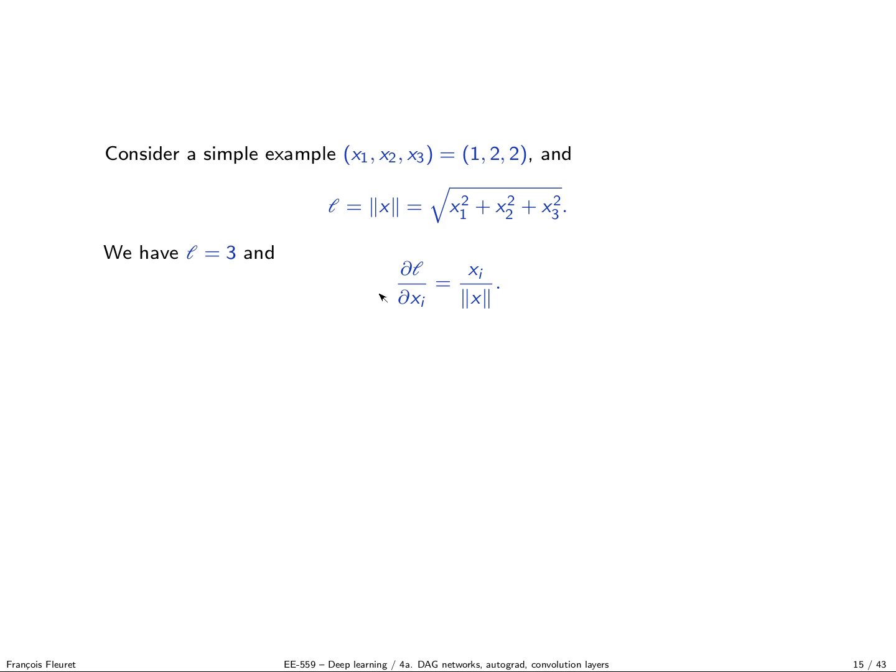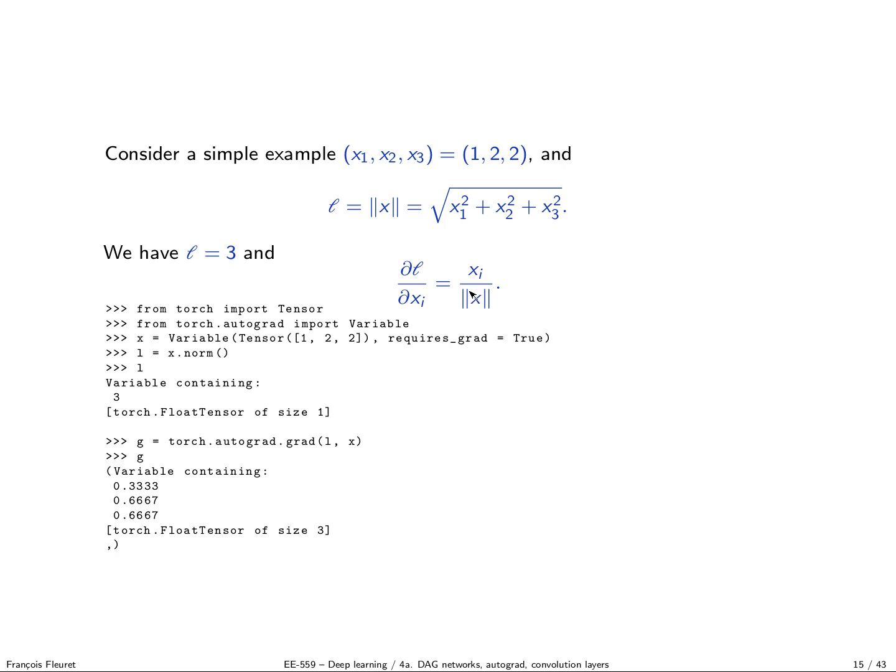Here I have the tensor x1, x2, x3, which is equal to 1, 2, 2, and I compute the norm. So L is the norm of x, which is the square root of x1 squared plus x2 squared plus x3 squared. This L is equal to 3, because it's 1 squared plus 2 squared plus 2 squared, 1 plus 4 plus 4 is equal to 9, and the square root is 3. And the derivative of the norm with respect to one of its elements is the element divided by the norm.